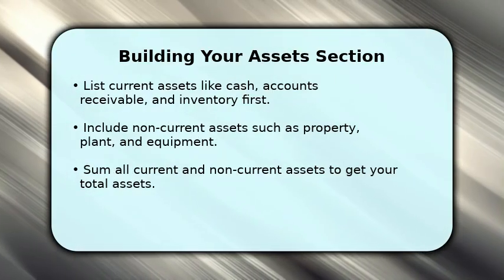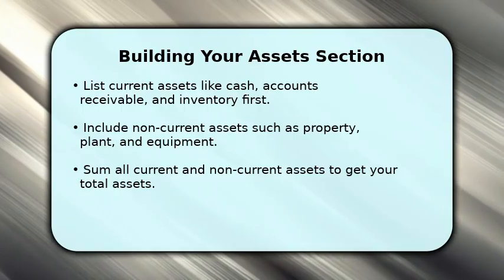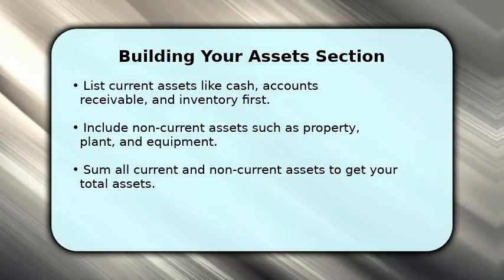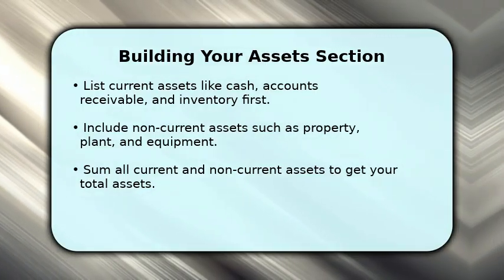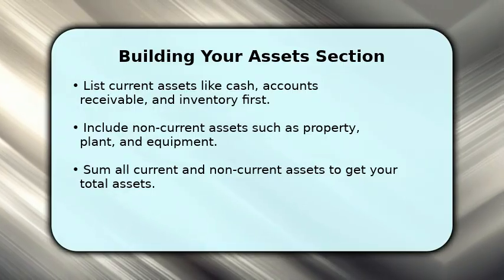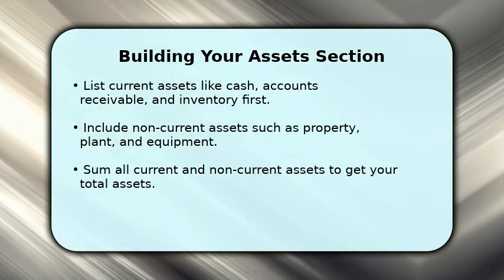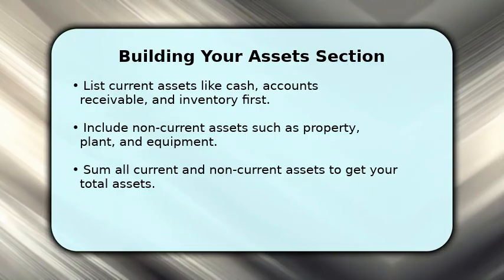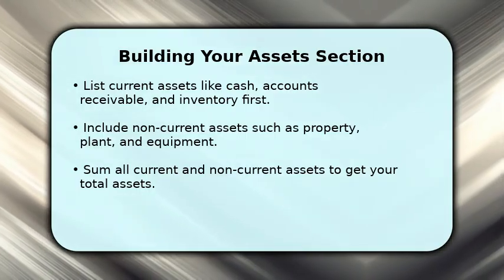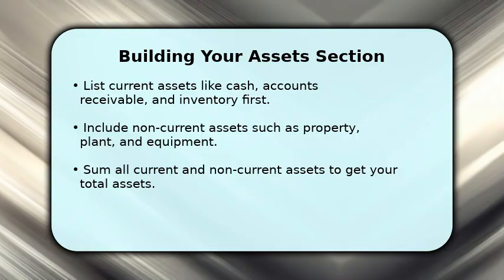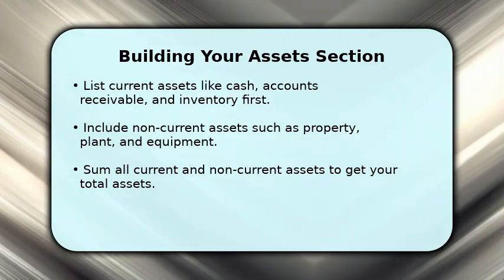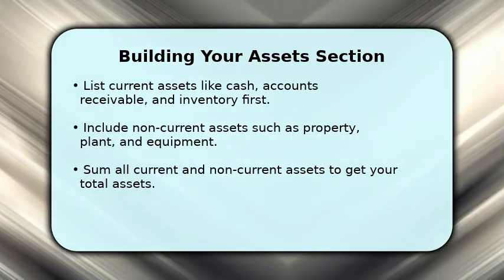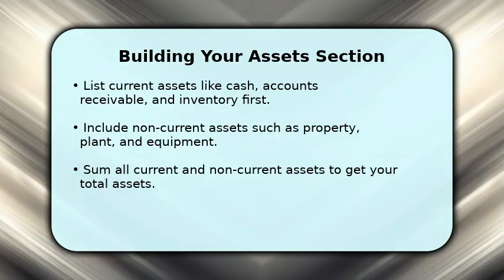Now, let's build the assets section. Start by listing your current assets, which are items convertible to cash within 1 year, like cash on hand and accounts receivable. Below these, add your non-current assets, such as property, plant, and equipment, which are long-term investments. Summing these 2 categories will give you your total assets, a crucial figure for understanding your company's resources.